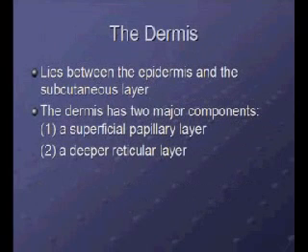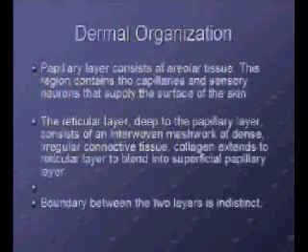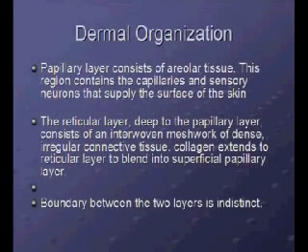Now, the dermis. This layer lies between the epidermis and the subcutaneous layer. The dermis has two major components, a superficial papillary layer and then a deeper reticular layer. The dermal organization: the papillary layer consists of areolar tissue. This is a region that contains capillaries and sensory neurons that supply the surface of the skin.